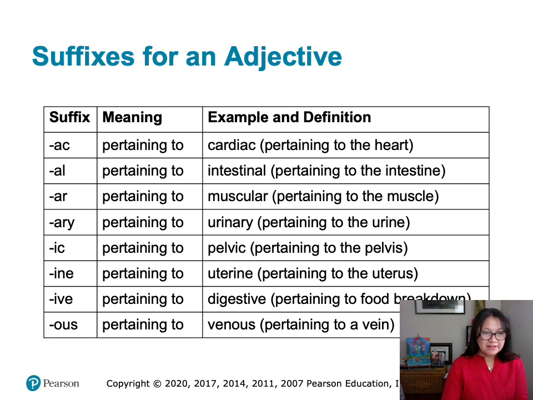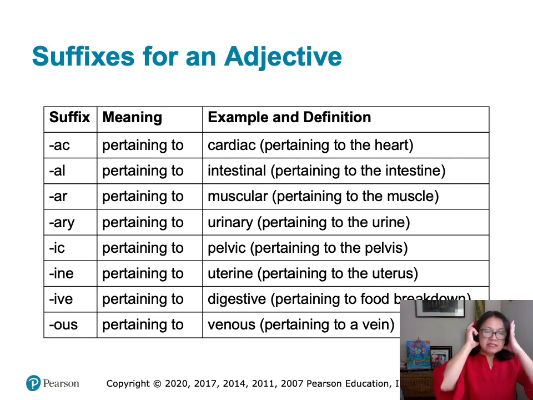The first category of suffixes consists of those that make a medical word into an adjective. Note that for each and every one of these suffixes, the definition is the same. They all mean pertaining to. The reason we have multiple suffixes with the same meaning is that no single suffix can fit with every combining form. Common suffixes in this category include -ac, as used in the word cardiac, which means pertaining to the heart. -al is used in the word intestinal, which means pertaining to the intestine. -ar is in the word muscular, which means pertaining to a muscle.